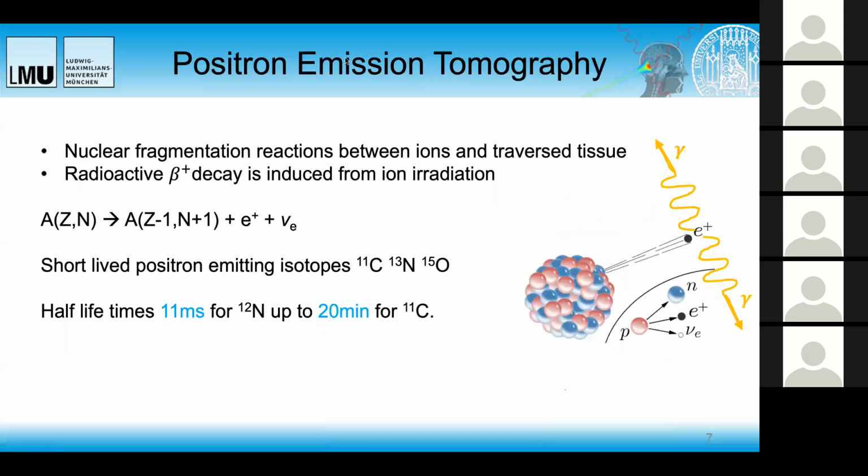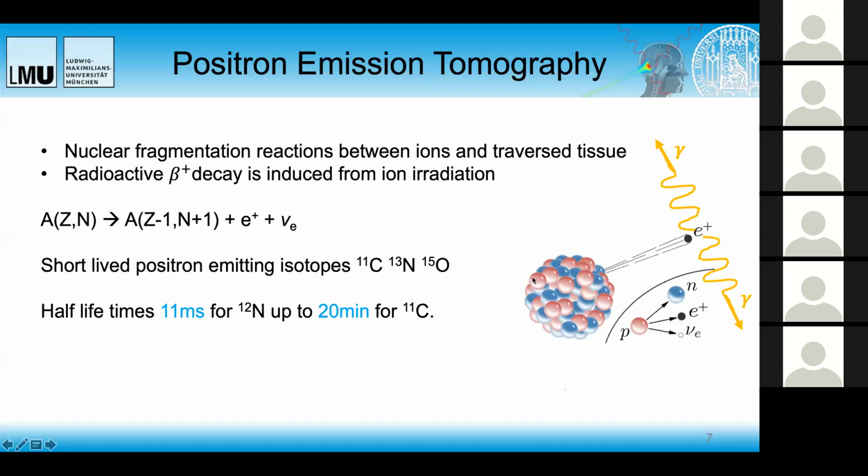So moving on, the next range verification method that's also currently being investigated is positron emission tomography. And the idea here is that there are nuclear fragmentation reactions between the ions we shoot in and the transversed tissue. And this induces a radioactive beta plus decay, which is illustrated here on the lower right. So because of our incoming protons, a proton of a target nucleus turns into a neutron and basically shoots out a positron and a neutrino.